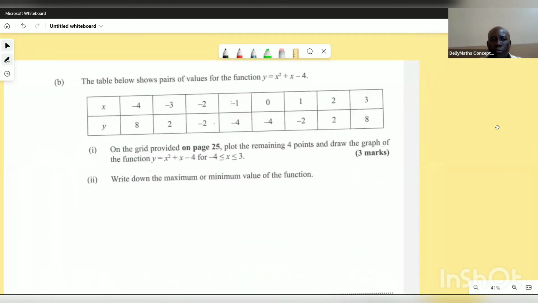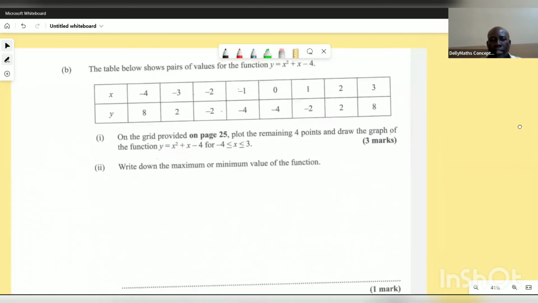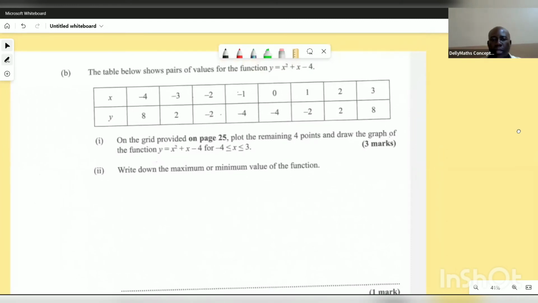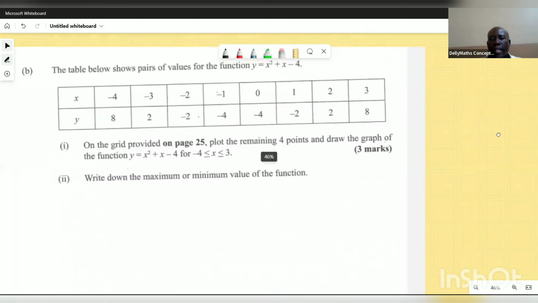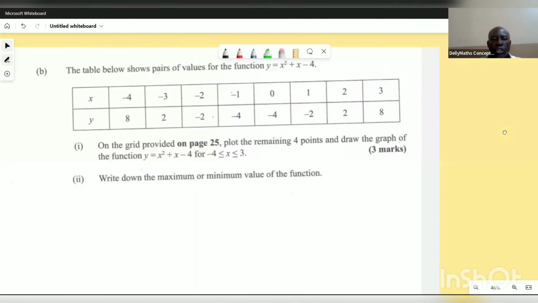All right, let's look at the B part of the question. The B part of this question says, the table below shows pairs of values for the function y is equal to x squared plus x minus 4. So we have our table of values there. It says, on the grid provided on page 25, plot the remaining 4 points and draw the graph of the function y is equal to x squared plus x minus 4, where x is less than or equal to 3, but greater than or equal to -4.